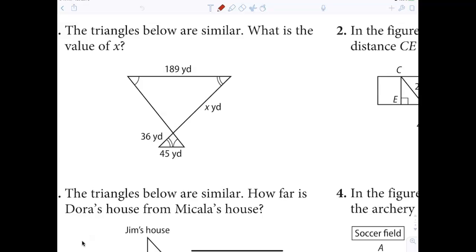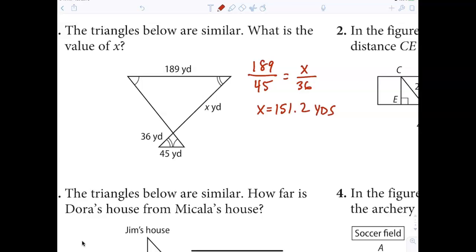So 189 yards over 45. Good. And then equals x over 36. Exactly correct. Now cross multiply and divide that for me real quick. Someone tell me what that is. 151.2. Is that right? 151.2. Everybody with a calculator. So we'd say 151.2, and of course we'd leave it like that. We'd say what? We'd say yards.